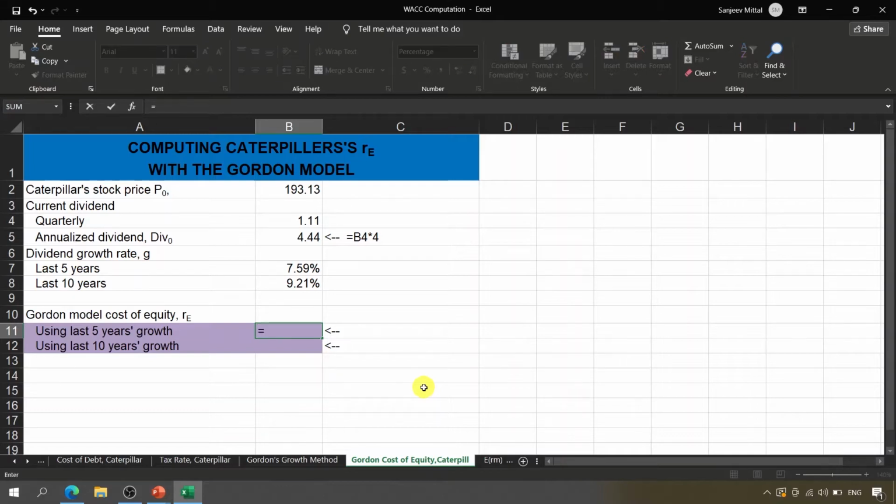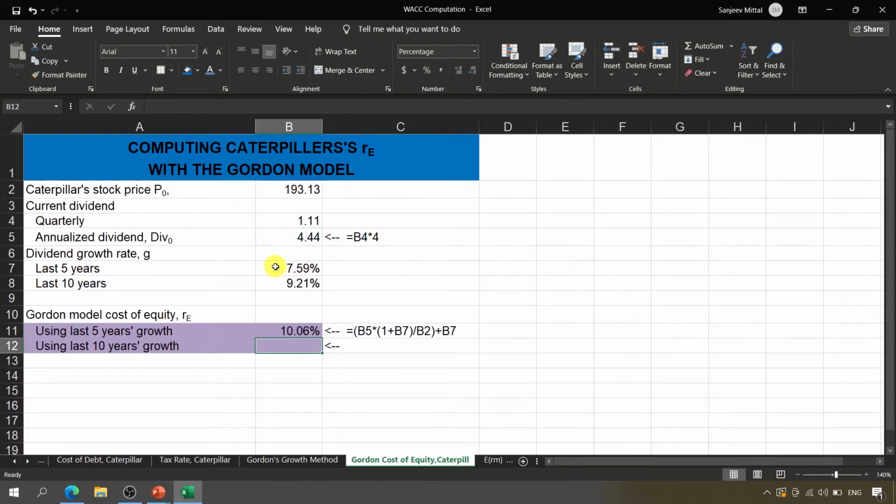We know that this is our D0, that is the current year dividend. We shall convert this D0 into D1 by multiplying it by 1 plus the growth rate. Once we multiply, you will get your D1. After that, you shall divide your D1 by the price of the stock, that is P0. Once you divide, we simply need to add our growth rate for 5 years, which I am writing here. Once we do that, we will get our Gordon's growth model cost of equity, which is 10.06%.